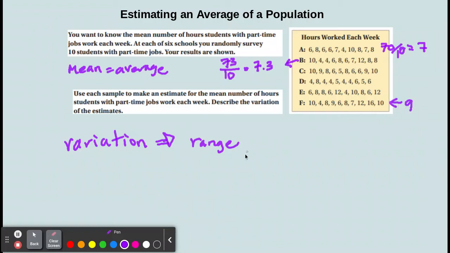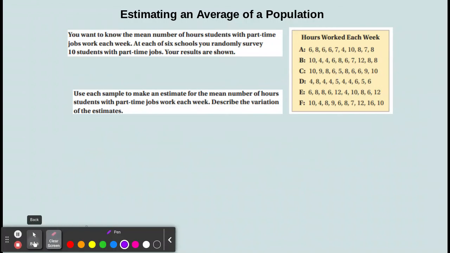Their average is 9. So 9, which is the largest, we're going to subtract the smallest, which happens to be, oh, look, this one. Their average here, in school D, is 5. So 9 minus 5, the largest minus the smallest, is 4. So our estimates have a range of 4 hours, right? The difference between the largest and the smallest is 4 hours.